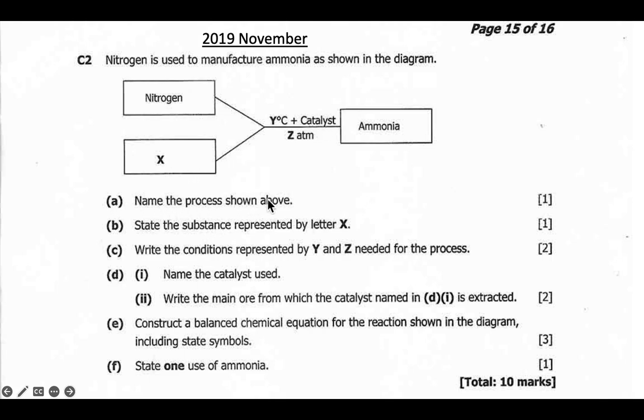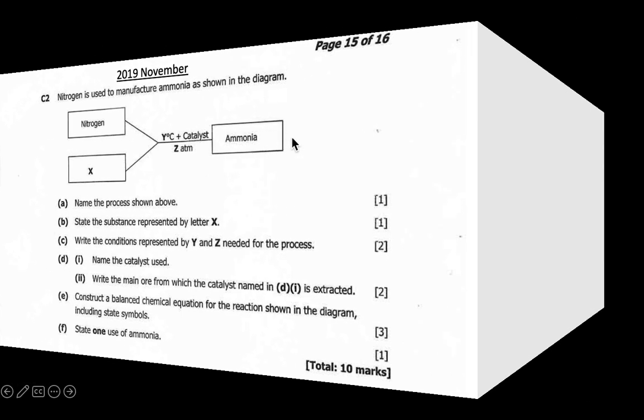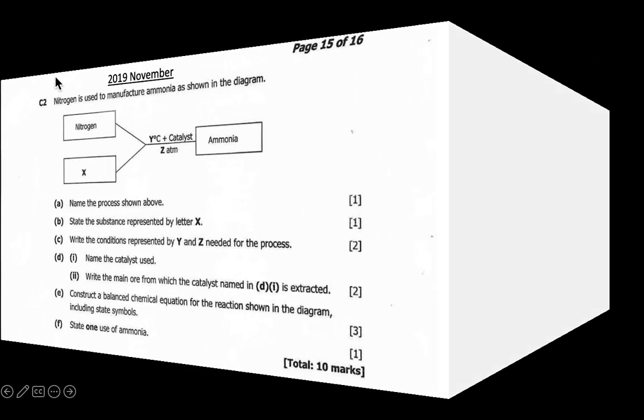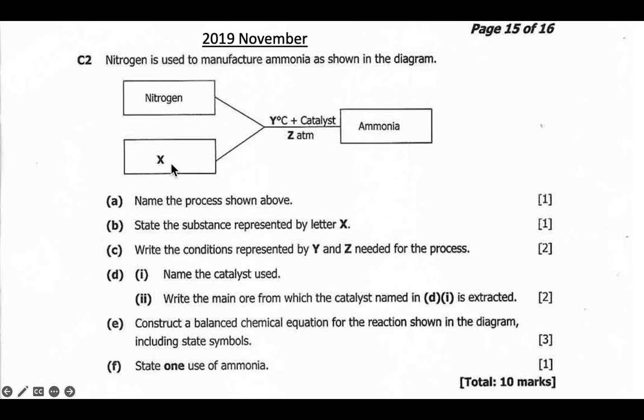Now, name the process shown above. So this process, we call it the Haber process, okay? So in the Haber process, there is a combination of nitrogen and hydrogen in the presence of 400 degrees Celsius of temperature, and the iron catalyst, and also the atmospheric pressure of 200 to 250, and then the output is ammonia.